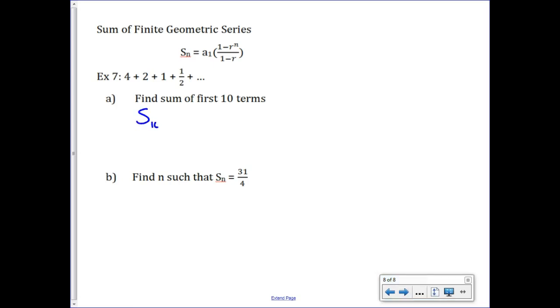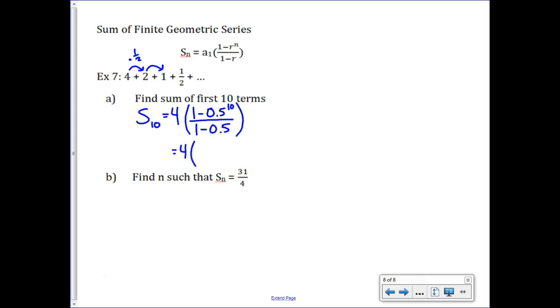So we want to find the sum of the first 10 terms. Well, our first term is 4, and then we have 1 minus. What's our ratio? What's happening every time? How do I get from 4 to 2 and then 2 to 1? Well, I'm dividing by 2, but that means that I'm multiplying by 1/2. So 0.5 is my ratio. To the 10th power, since it's the sum of the first 10 terms, and then 1 minus 0.5.